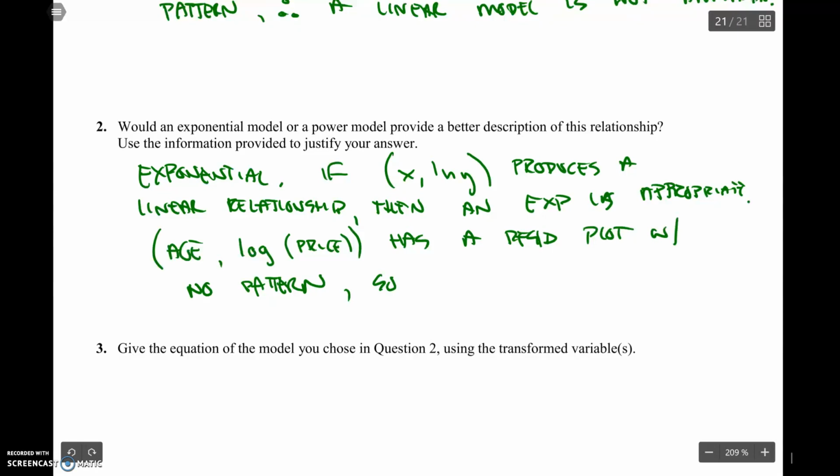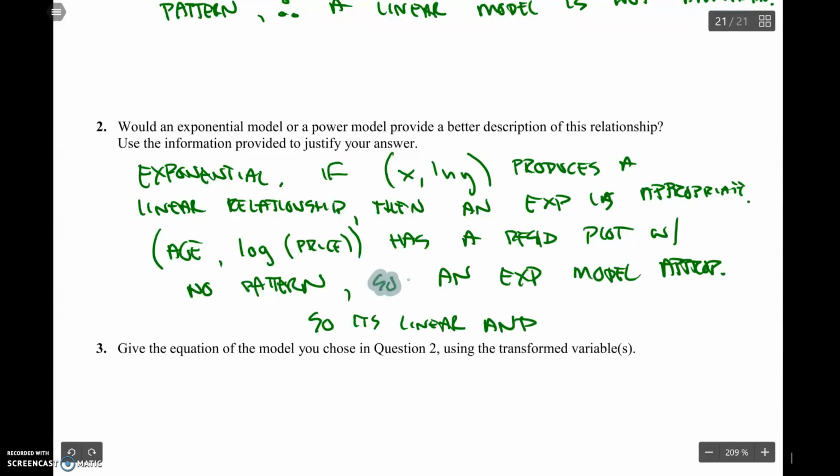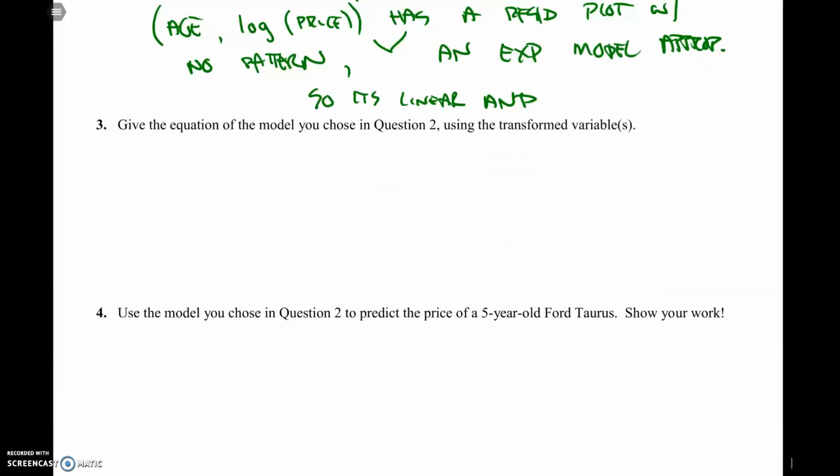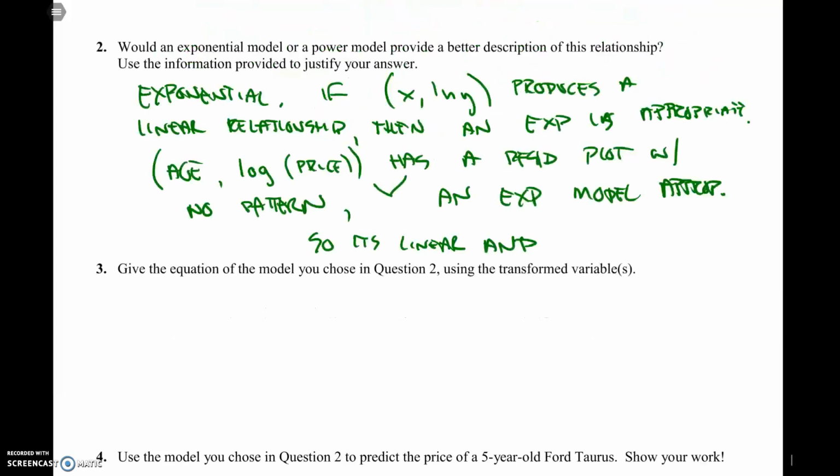So an exponential model is, oh my gosh, I kind of worked myself into a corner here, I'm sorry. Does that even make sense? If x versus log y produces a linear relationship, then an exponential model is appropriate. In this case, age versus log price has a residual plot with no pattern, so it's linear, and an exponential model is appropriate. I'm sorry, that's not a very good explanation. I was so excited about our last problem, and then I dropped the ball in my explanation. Whatever, something like that.